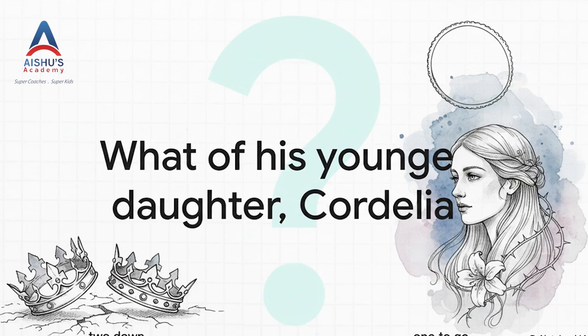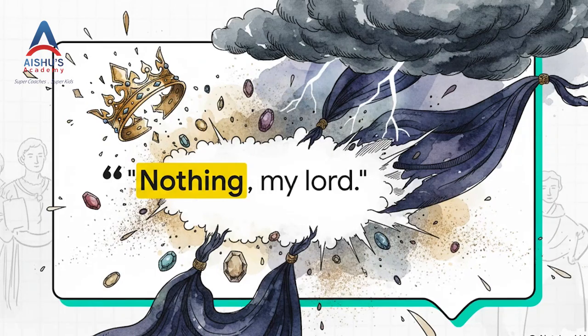Okay, so two daughters have played the game and they've played it perfectly. Now all eyes turn to Lear's youngest, his absolute favorite, Cordelia. You have to wonder, how is she going to top those speeches? What could she possibly say? And her answer? It's a bombshell. It just shatters the whole thing. Nothing. Two words. That's it. It's so shockingly honest.